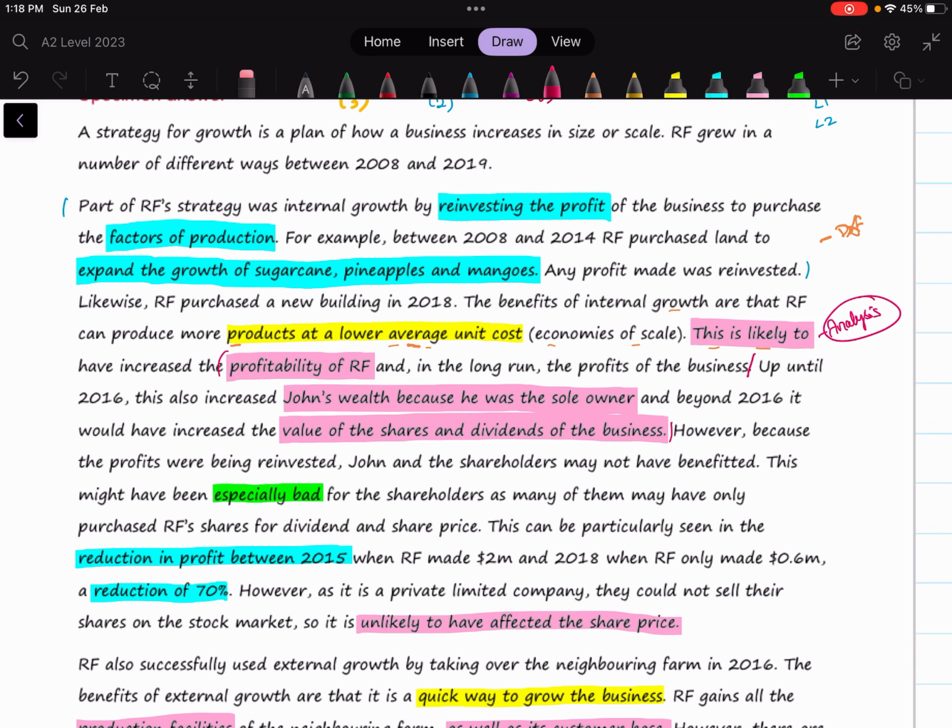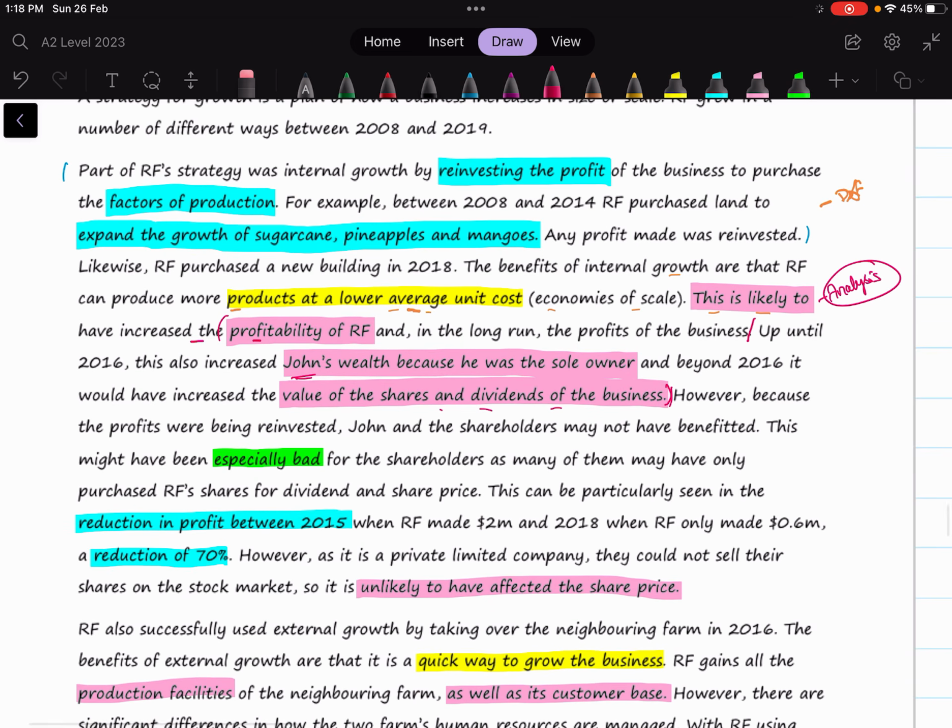So yes, there is application, and not just application, but there is a chain of analysis going on. Because when you talk about profitability increasing, you talk about the impact it would have on John's wealth. And since the company became a private limited company after 2016, it talked about the impact that profitability had on the shareholders as well. The same thing that we mentioned. So pretty much benefits have been covered here.